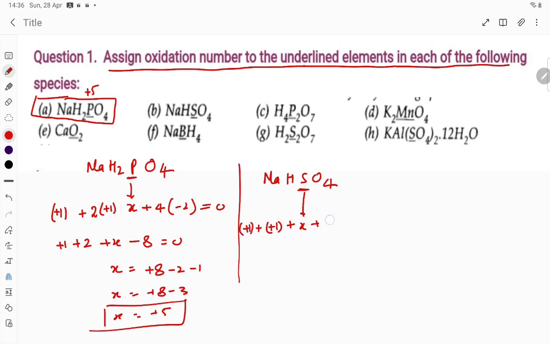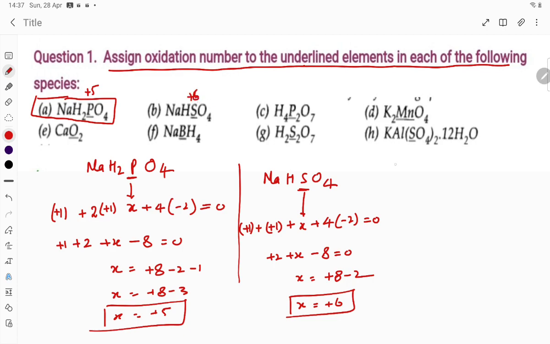Now here there are 4 oxygens, and each oxygen is -2, equal to 0. So here +1 +1 is +2, plus x minus 8 equal to 0. So x is equal to, this will go that side, +8 -2. So x is equal to +6. So here we get sulfur is +6. Okay.